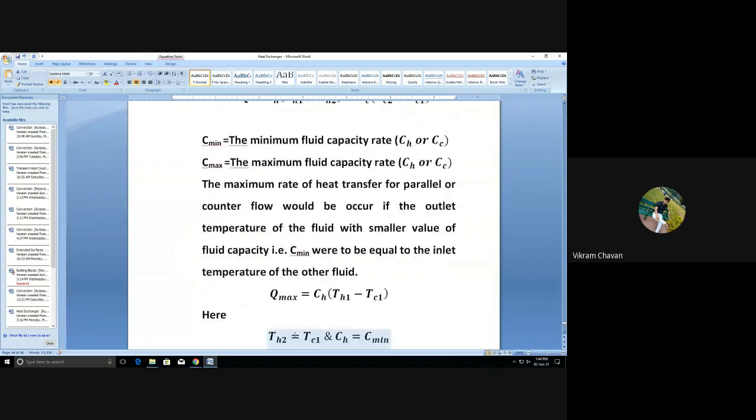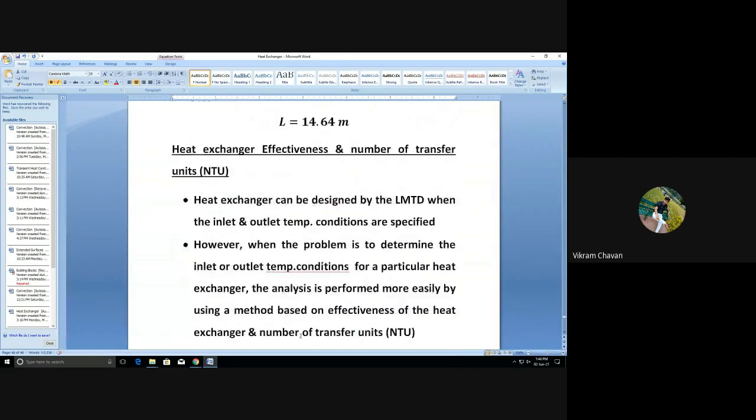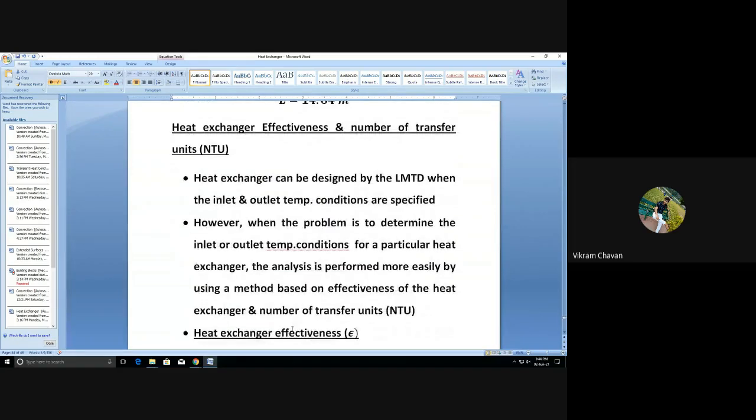Okay. So you can write the heading: heat exchanger effectiveness and number of transfer units.